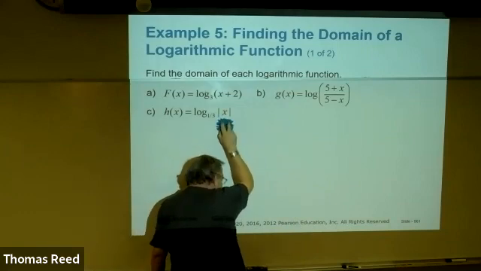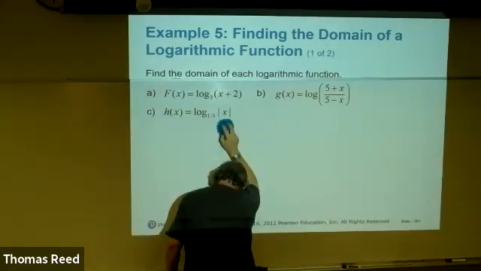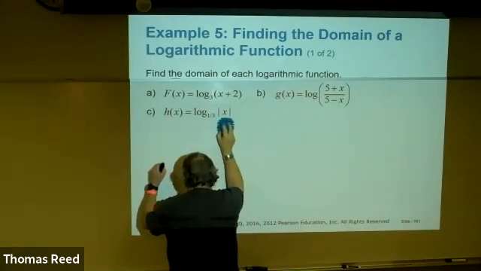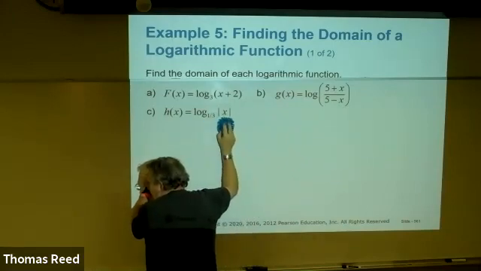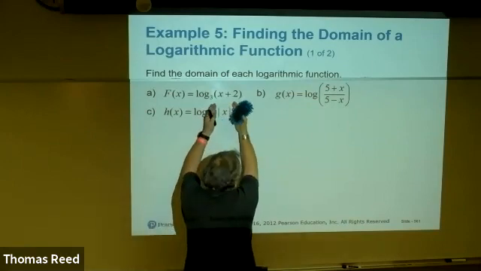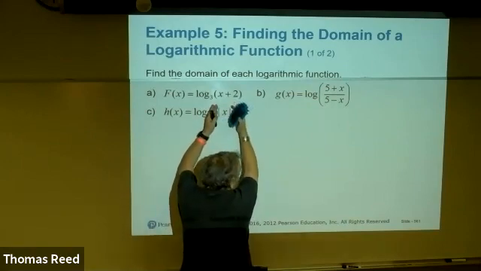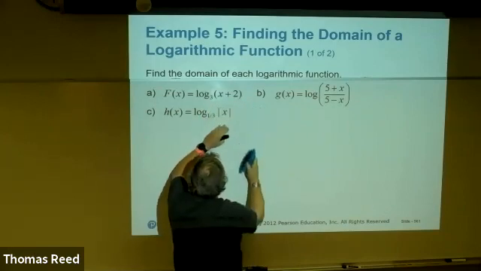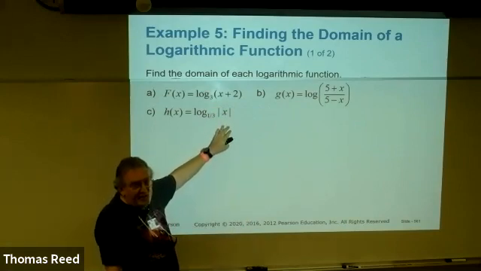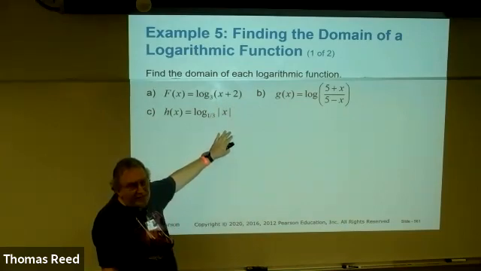Since the absolute value of x, I'm going to look at C first and then look at B, is greater than or equal to 0, the absolute value gives you a positive number or 0. So I need to exclude 0 because I can't use 0 in logarithm. In this case, this is easy. x isn't 0. All real numbers except for 0.